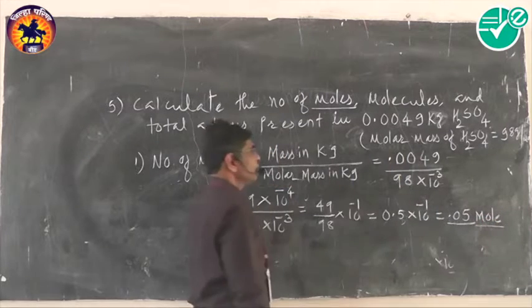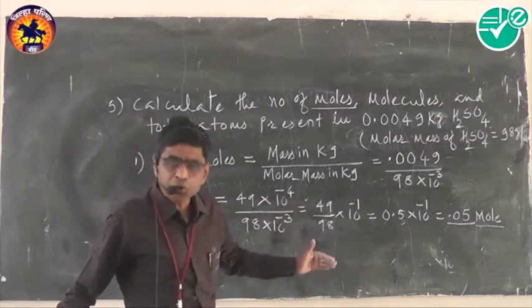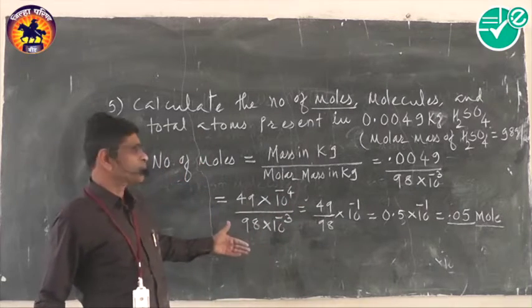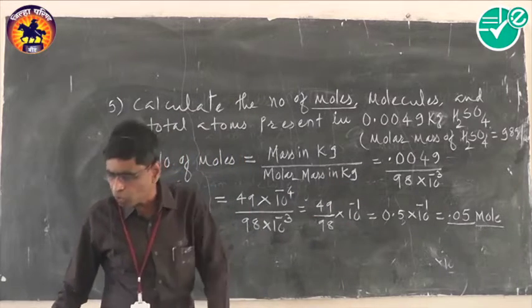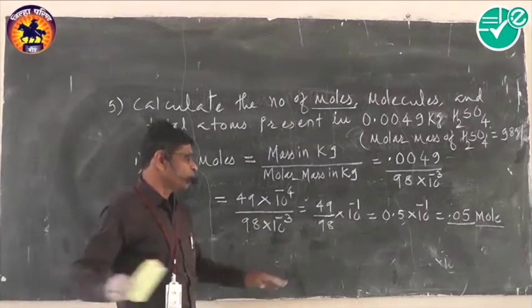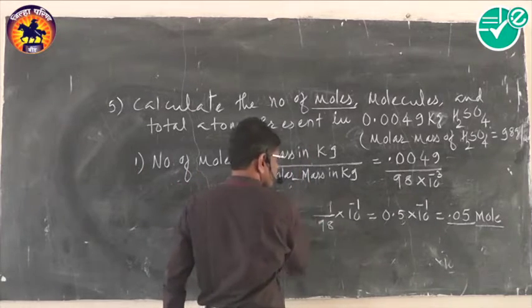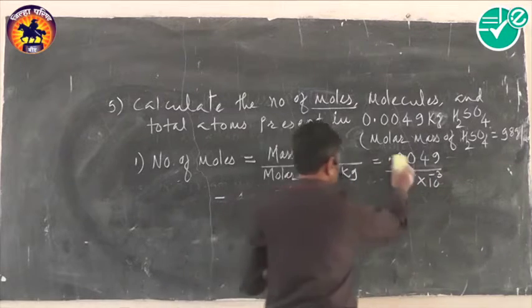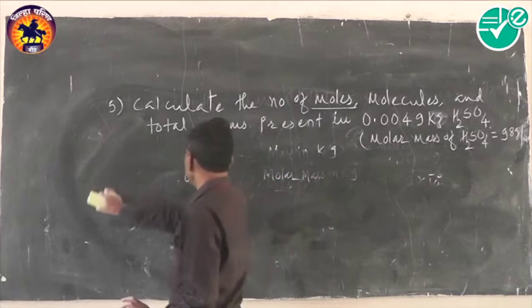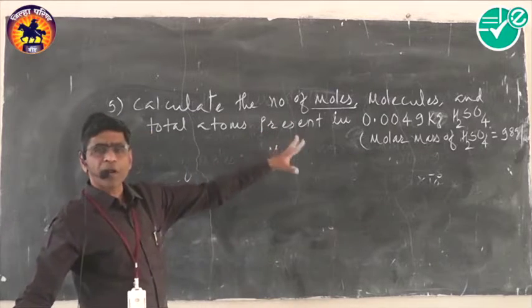And thus remember, the number of moles present in 0.0045 kilogram of sulfuric acid is 0.05 mole. So the number of moles is equal to 0.05. Then second, we have to calculate the number of molecules.